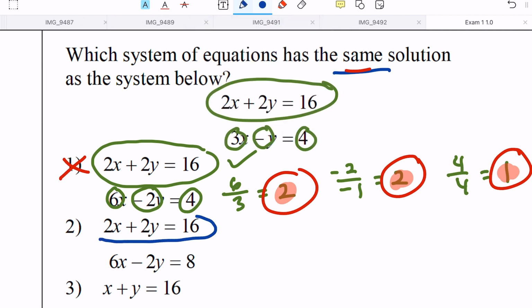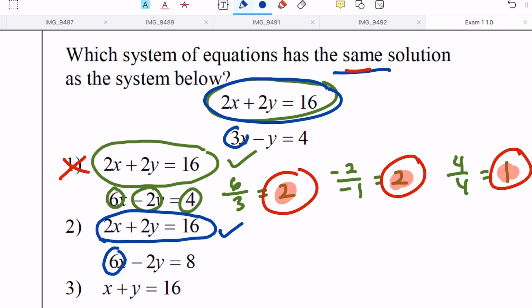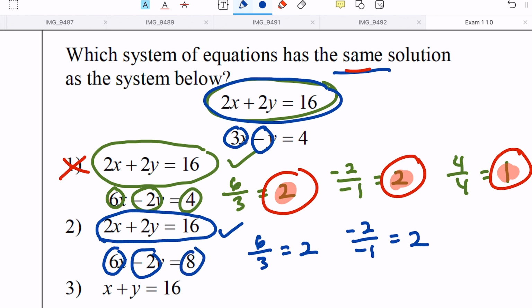Once again, we see the top choice is the same as over here, so that's good. Now let's do the same strategy. Okay, we're going to look at this number here and divide it with this number here. 6 divided by 3, well, that's 2. Negative 2 divided by negative 1, that's 2. And then 8 divided by 4.